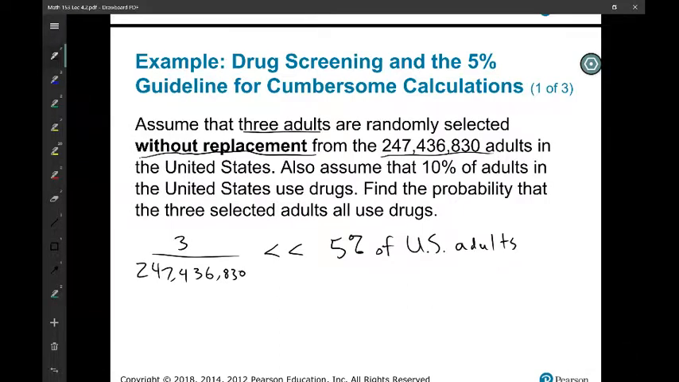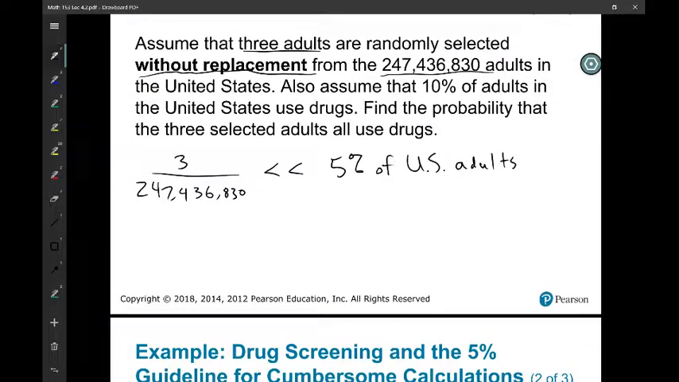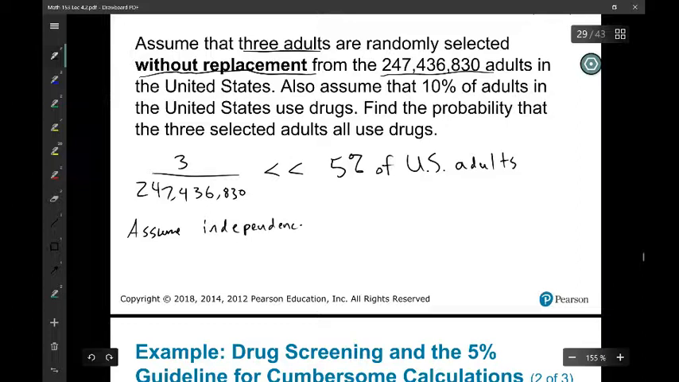So also assume 10% of adults in the United States use drugs. Find the probability that the 3 selected adults all use drugs. So the probability, we can assume independence, because the sample size is less than 5% of the population.